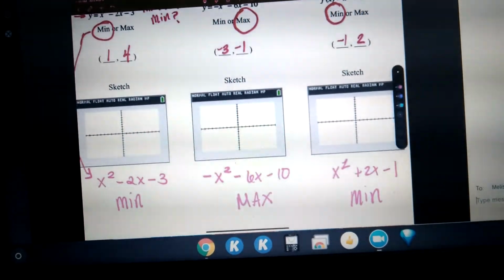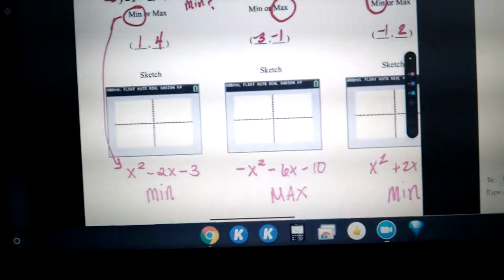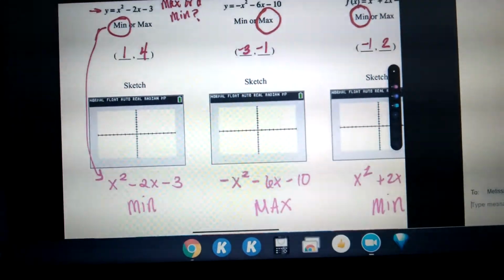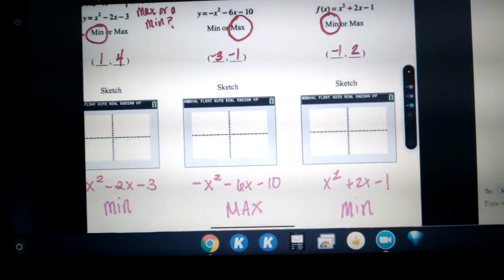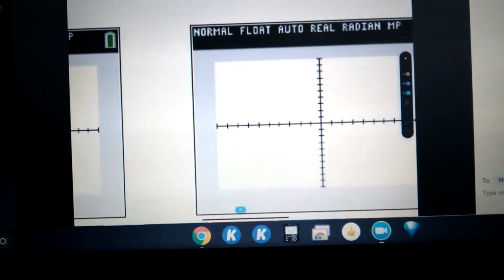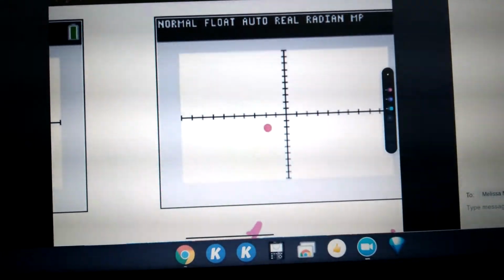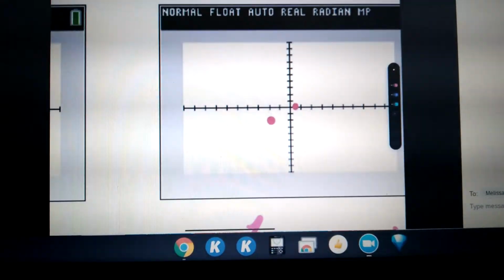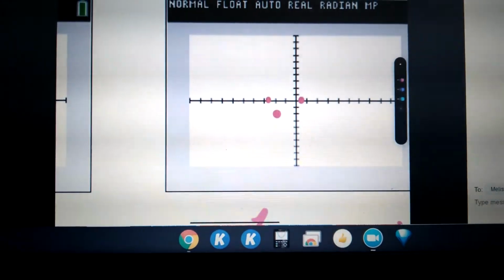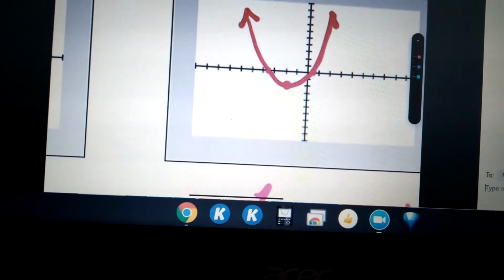Well, I guess now I do need to sketch these. All right. So let's see here. The x squared plus 2x minus 1 looked like this. Let me zoom on in. It looked like it had a minimum at -1, -2. So here's my minimum. I had a 0 somewhere here, and then I had a 0 somewhere here. So I connect my dots, and I do this.